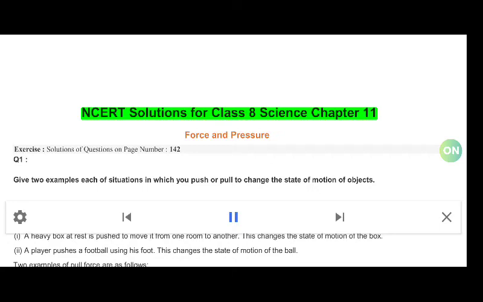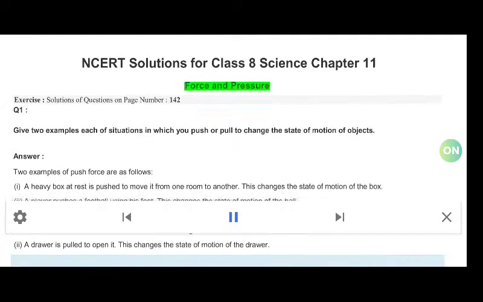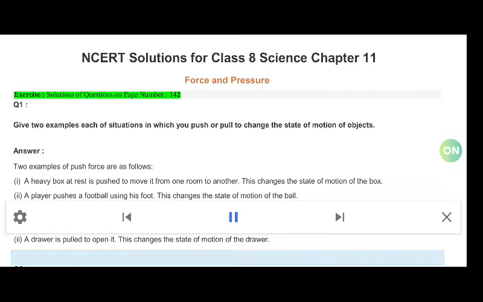Solutions for Class 8 Science Chapter 11, Force and Pressure. Exercise, solutions of questions on page number 142.